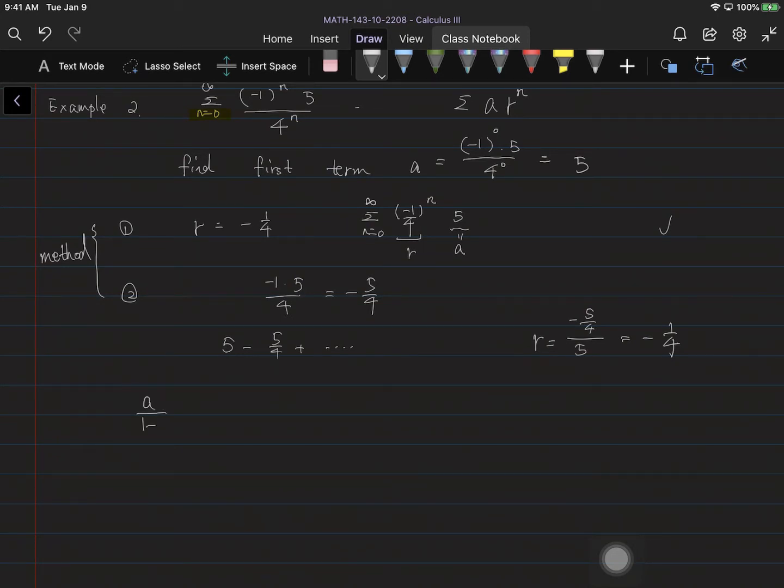Okay. So the sum for this series is A over 1 minus R equals, plug in. A is 5. 1 minus R is 1 minus (-1)first. Be careful, put the parentheses. 5 over 1 plus 1 first, so 5 over 5 first. Cancel out. 5 times 4 over 5. Final answer is 4. 4 is the sum.